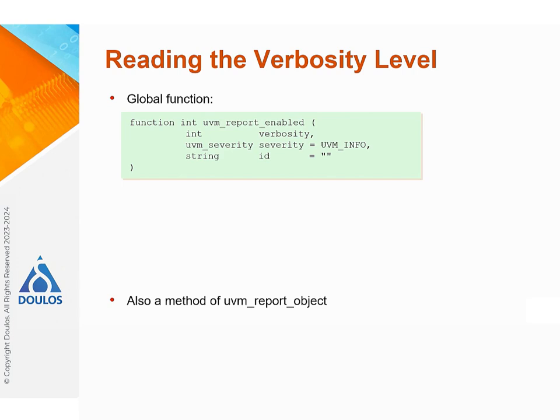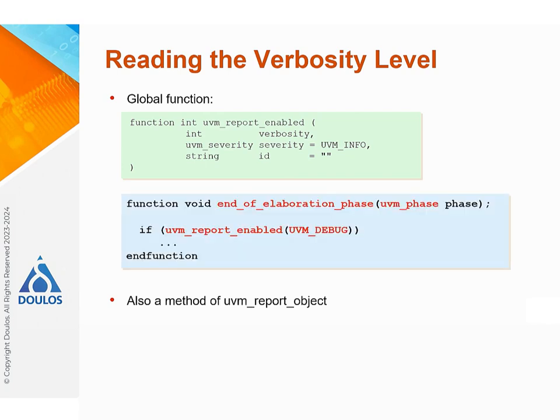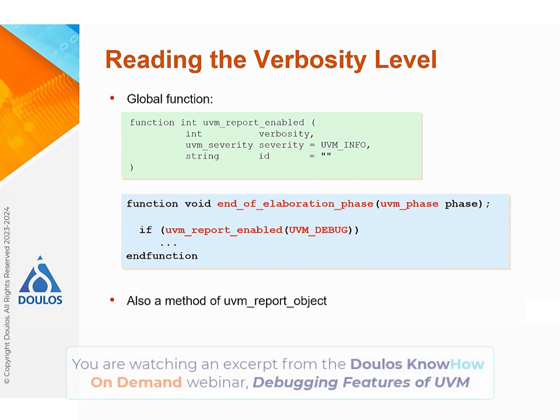So what we can do for that is use this global function built into UVM called UVM report enable. And with this function, we can put it in an if statement and query UVM to say, are we at a debug verbosity? And if we are, then we can use that to qualify whether we print out information into our log file.